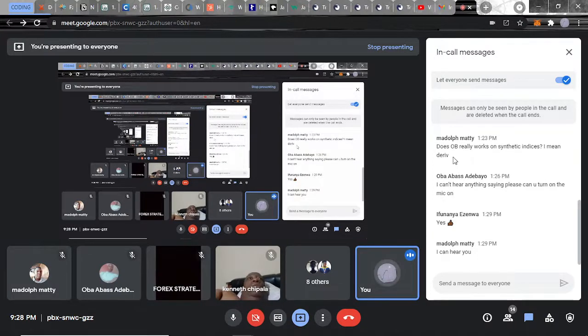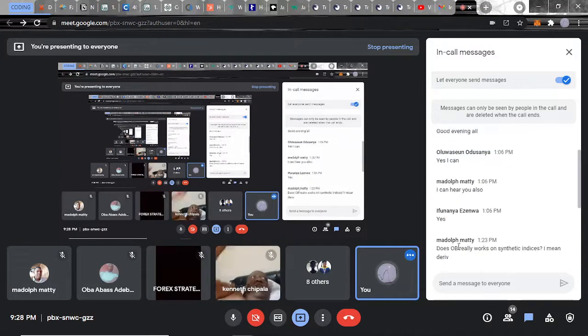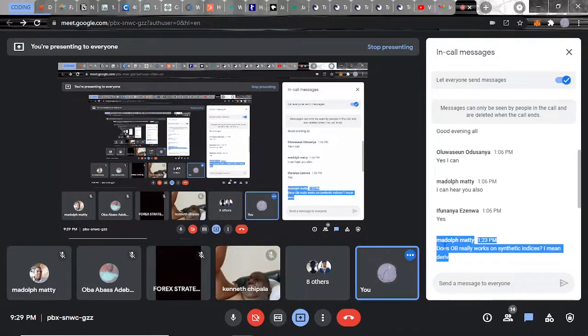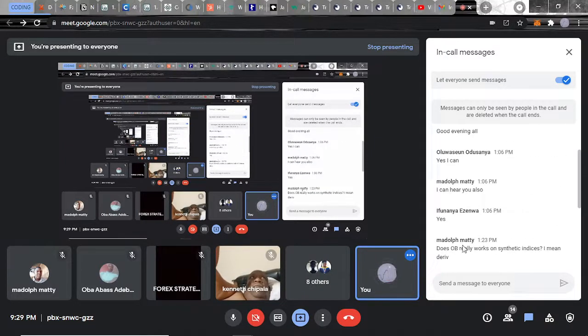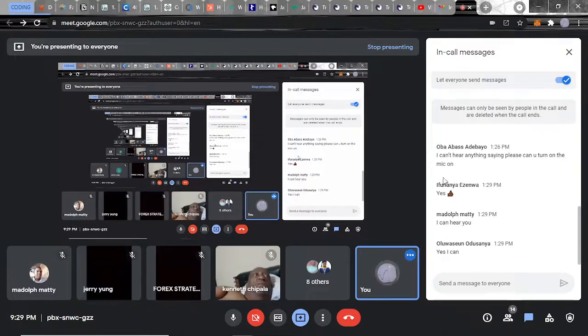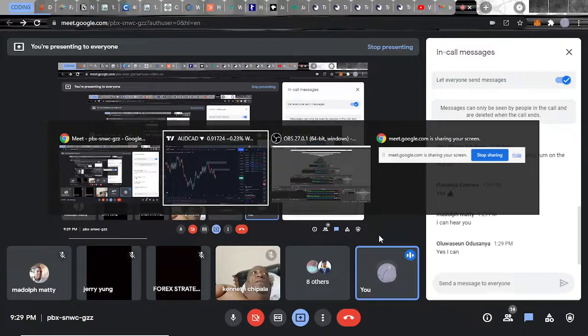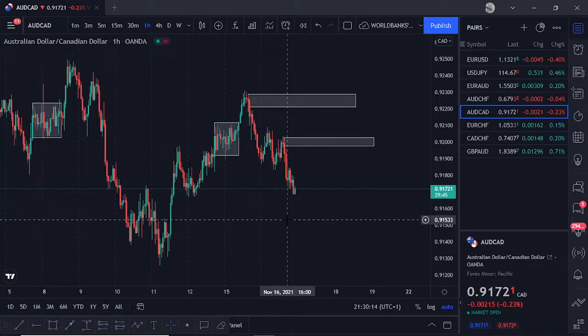Now, somebody said, does order block really work on synthetic indices? Yes, it works on synthetic indices. It works a lot. But I've not used Wyckoff for synthetic indices. I've not really seen Wyckoff accumulation or distribution for synthetic indices. But order blocks work a lot on synthetic indices.